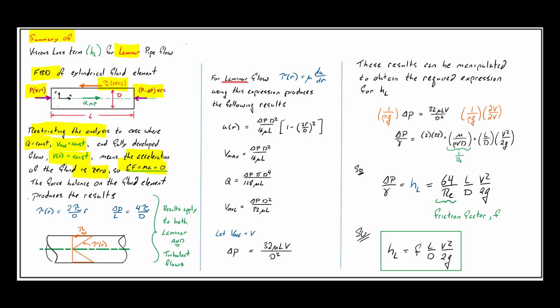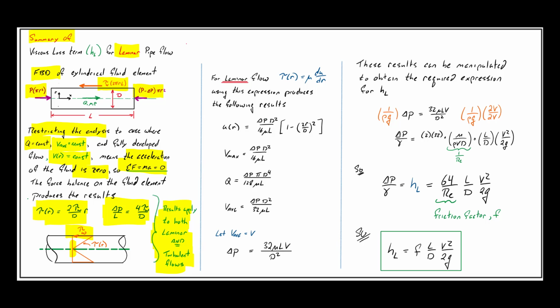And we got two major results. We found out that the shear stress within the fluid is a linear function of r, and that the shear stress is zero at the center of the pipe and it achieves a maximum value at the wall. And then we find that the delta P over L, this constant value that we just showed, is going to be equal to 4 times the shear stress at the wall divided by D. And we didn't do anything in this analysis that restricted the result to laminar. So this is applicable to laminar and turbulent flows.